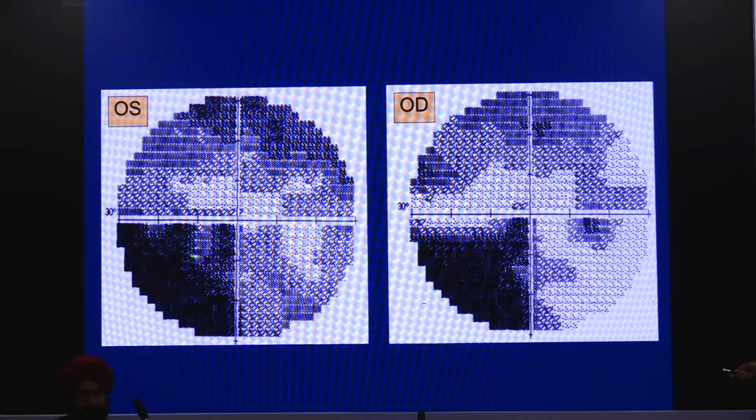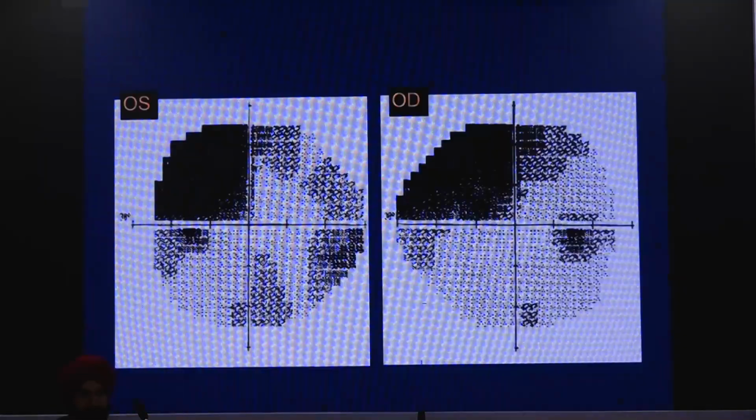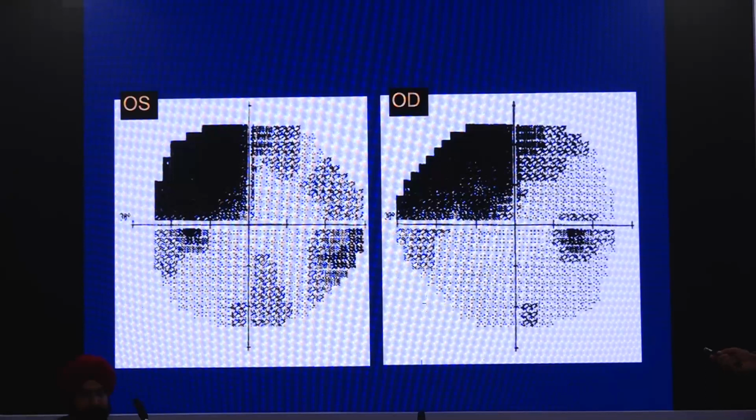So here what you're seeing is that there is a left-sided defect which is predominantly inferior. So this is a left homonymous inferior quadrantanopia. This is also described as pie in the floor. So generally the lesion would be in the parietal area, versus here what is described as pie in the sky. So you see this is a predominantly left-sided superior quadrantanopia.